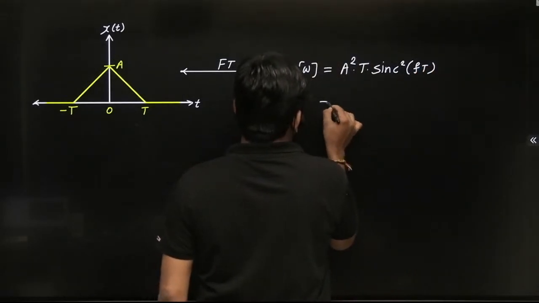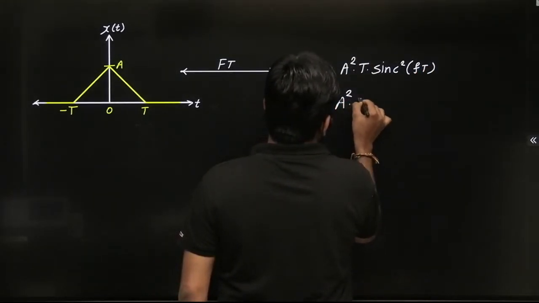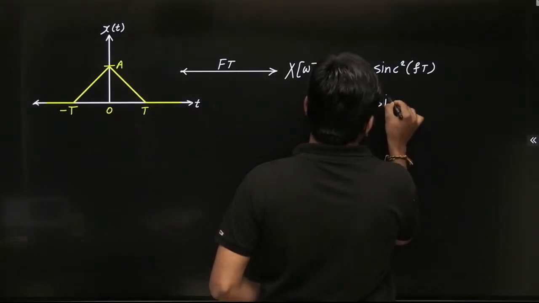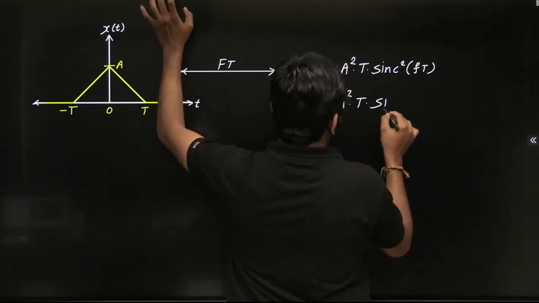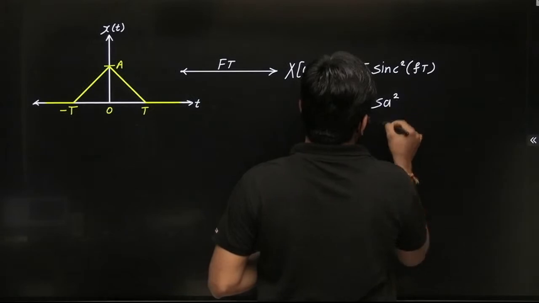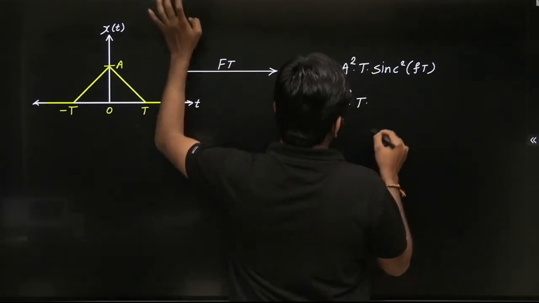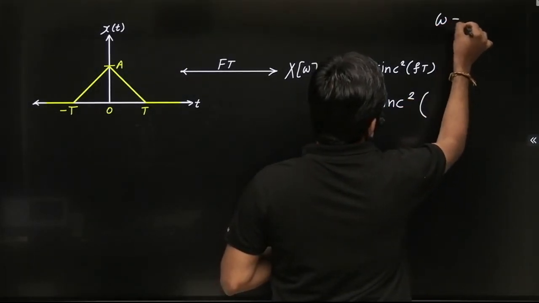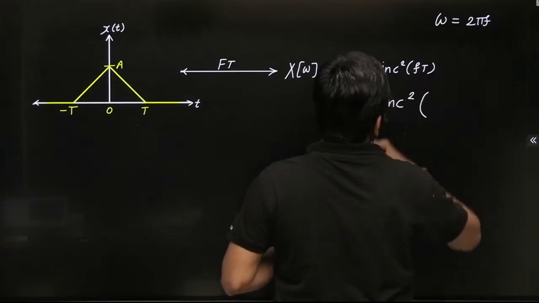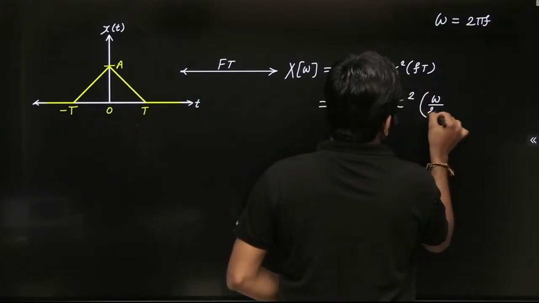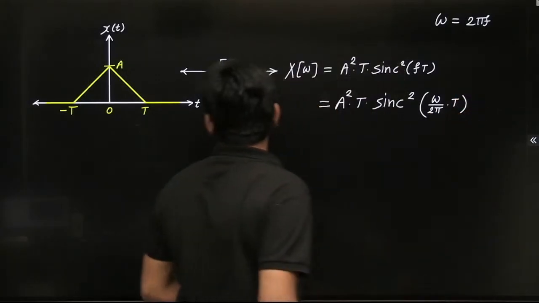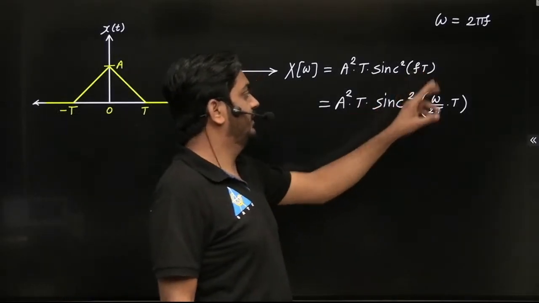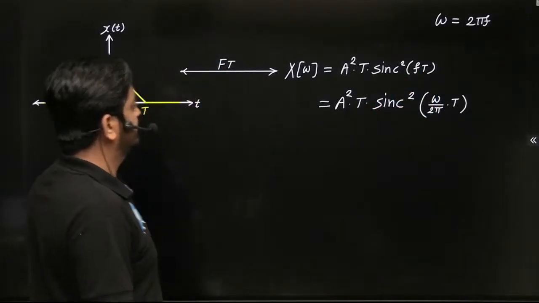Or A squared T into Sa squared, or you can replace f with omega by 2 pi, since omega is equal to 2 pi f, so f is equal to omega by 2 pi, into T, guys. Okay, remember this thing: A squared T sinc square omega by 2 pi into T, or simply you can remember A squared T sinc square fT, guys.